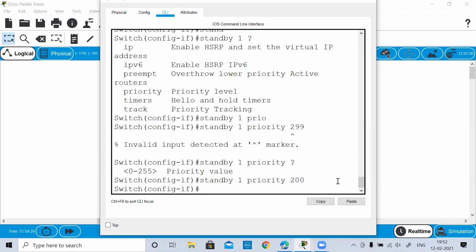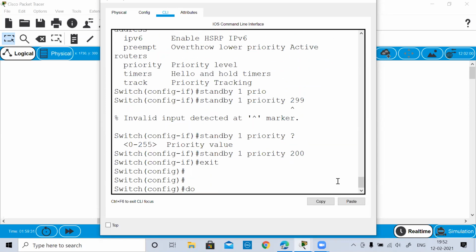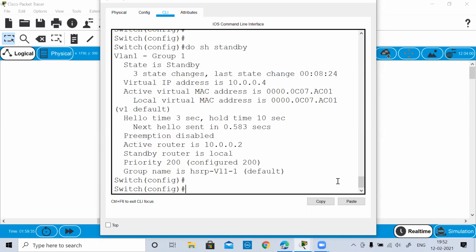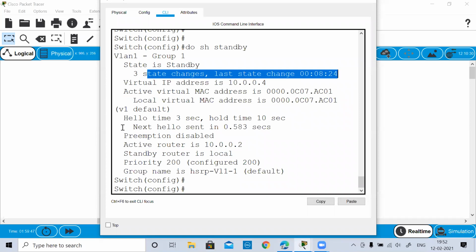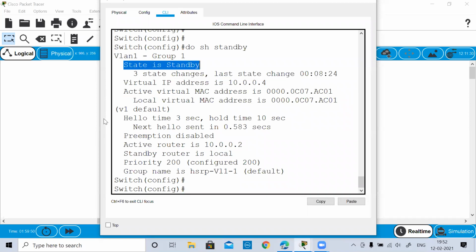Okay, so even despite I change the priority, you may not find a change in show standby. I've changed the priority, but the status is still what? It is the standby router. The active router is 10.0.0.2. The virtual address and everything else is remaining the same. This is the standby state. There are different states: standby state, active state, listening state, speaking state. There are 4 to 5 states which your HSRP will go through.